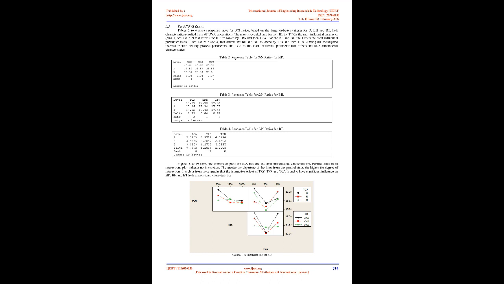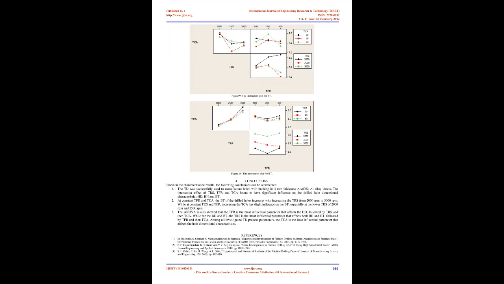It has been found that the BT of the drilled holes increases with increasing the TRS from 2000 rpm to 3000 rpm. For example, at constant TFR and TCA of 300 mm/min and 50, respectively, increasing the TRS from 2000 rpm to 3000 rpm increased the BT from 1.194 mm to 1.884 mm, respectively.